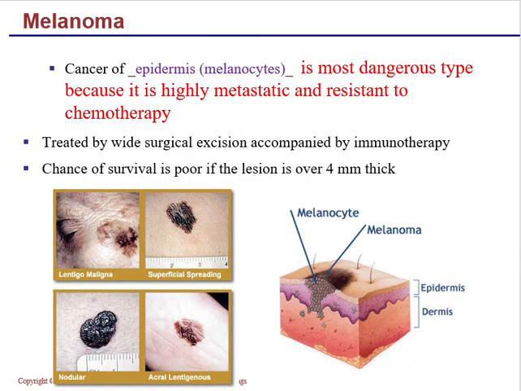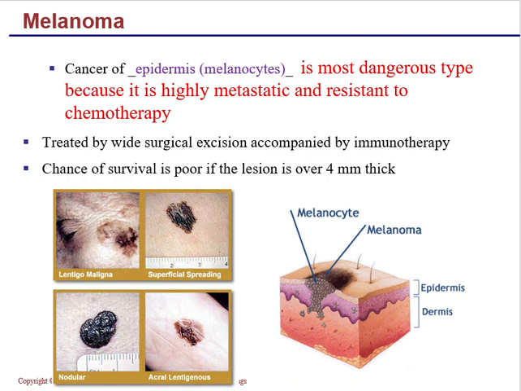Now, the most dangerous type of skin cancer is melanoma. This is the cancer of melanocytes. And that's because this cancer is highly metastatic and resistant to chemotherapy. That's why it's so dangerous. Now, it can be treated by surgical excision, but usually also wide removal of tissue surrounding the tumor. But you also generally accompany treatment for melanoma with immunotherapy.